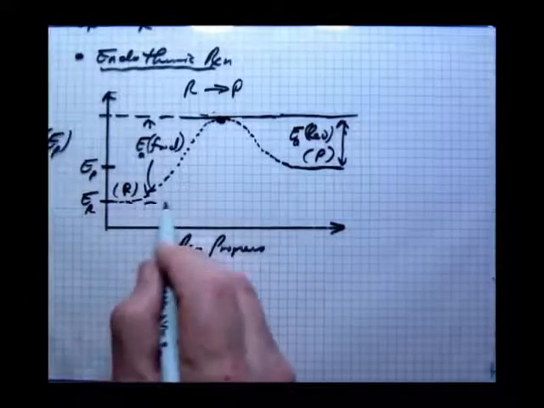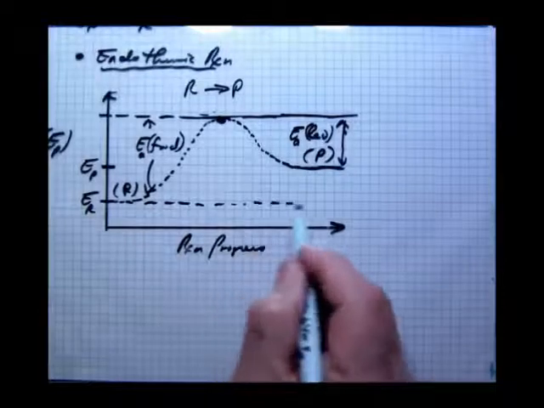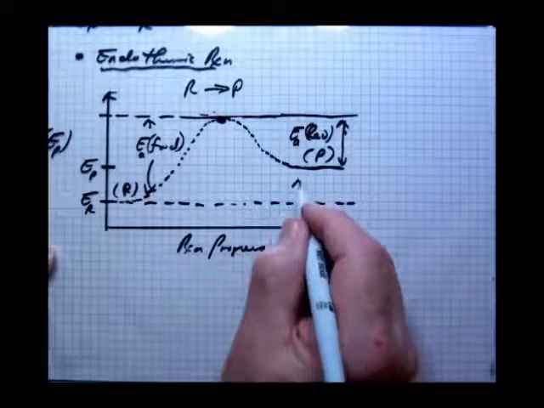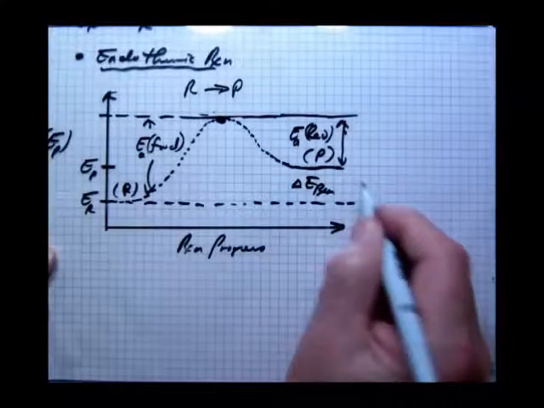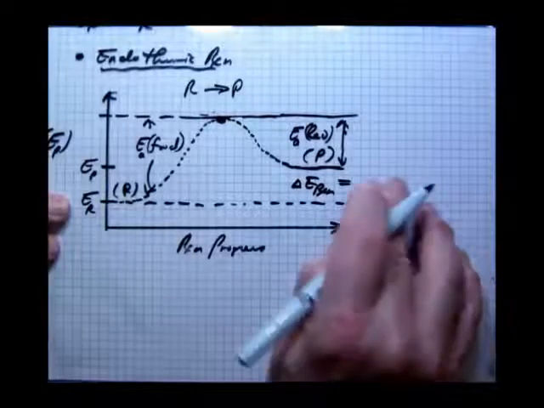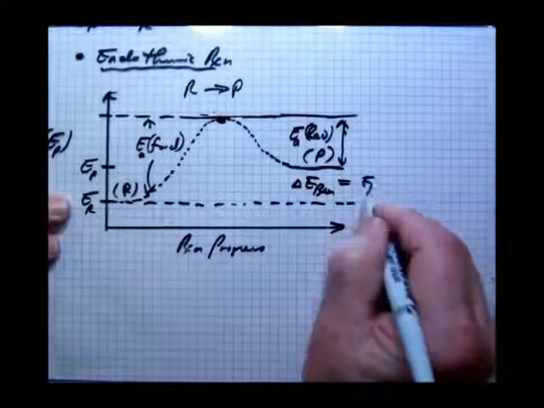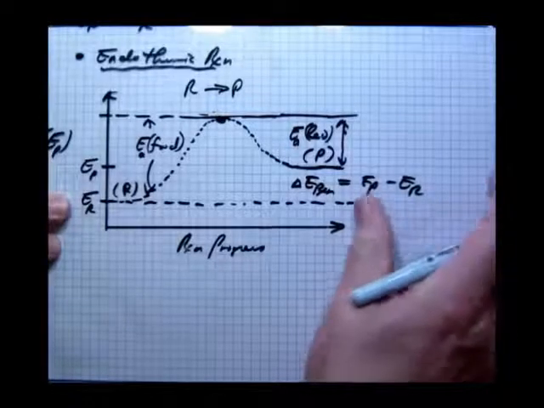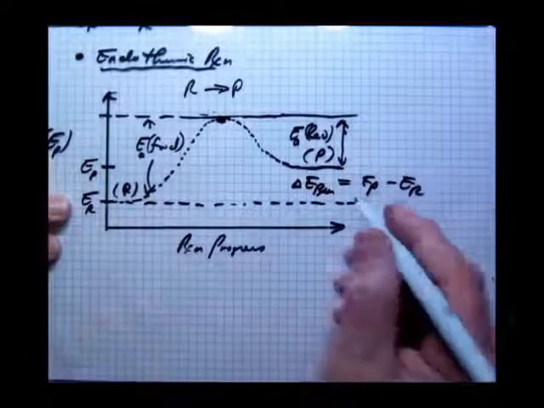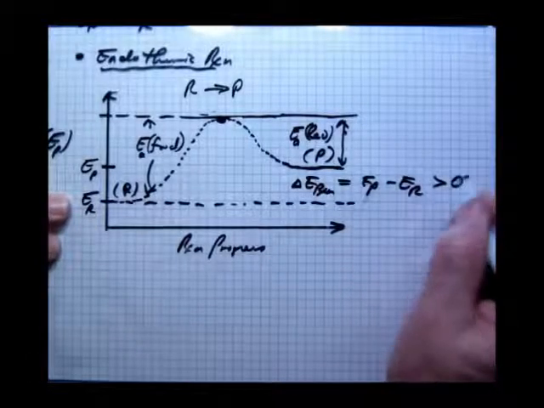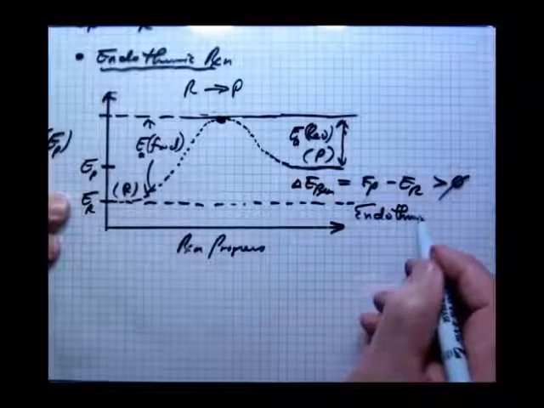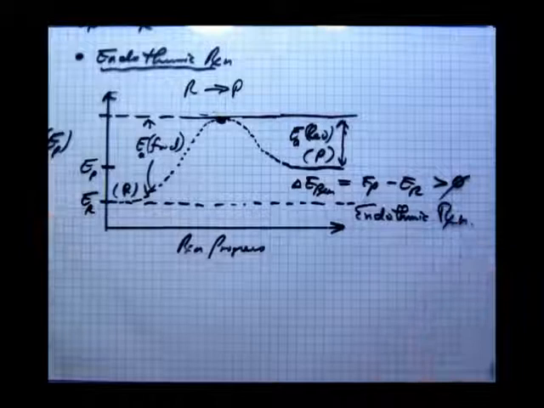And then the heat of reaction now is this, the delta E of reaction, which is final E products minus E reactants. Those are positional energies. And this comes out greater than 0. And so this represents an endothermic reaction.